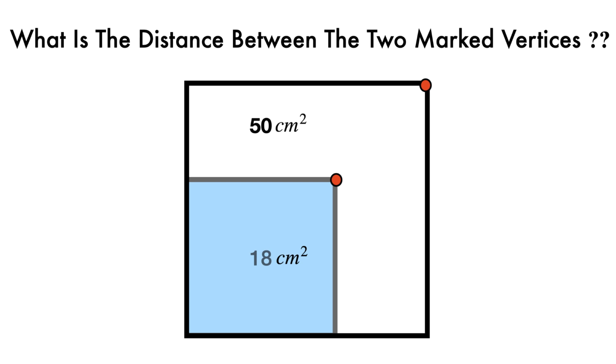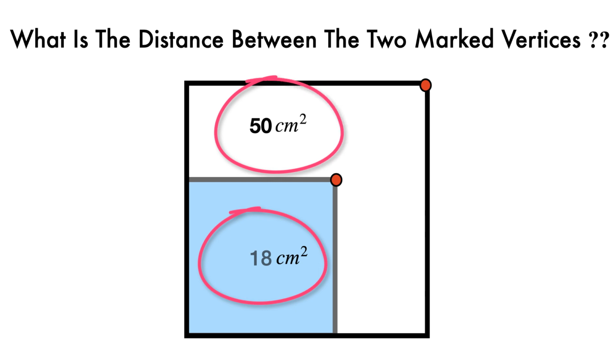The diagram shows two squares. The smaller square has area 18 square centimeters. The larger square has area 50 square centimeters. What is the distance between the two marked vertices?